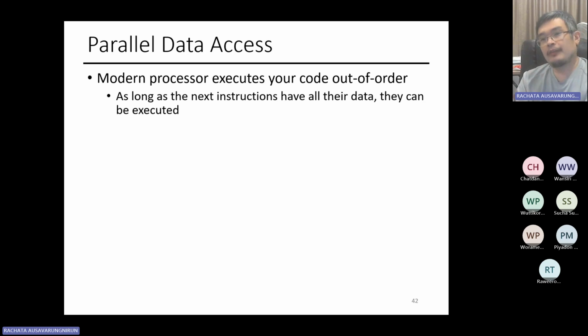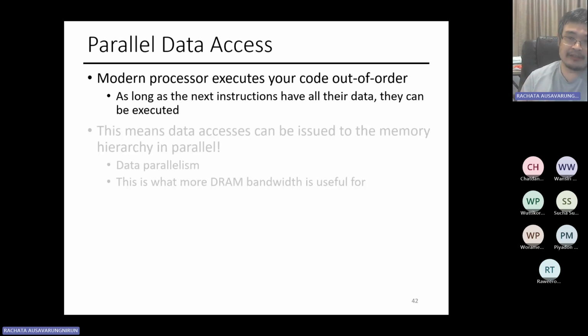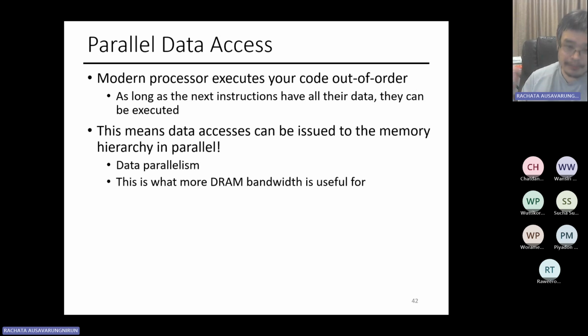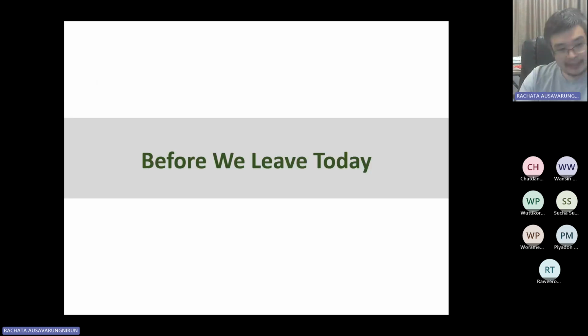Also, in a modern processor, because you have this load and store buffer, there are multiple active loads and stores in the buffer, which means you're going to issue all these data accesses in parallel. As long as instructions have the data they need, they can be executed, and I can issue parallel accesses to DRAM. This is why DRAM bandwidth is so important for many parallel executions, including your code on the GPU. You want a lot of bandwidth because it's going to go to DRAM all the time, and those are parallel DRAM accesses. So that's it for the class today.